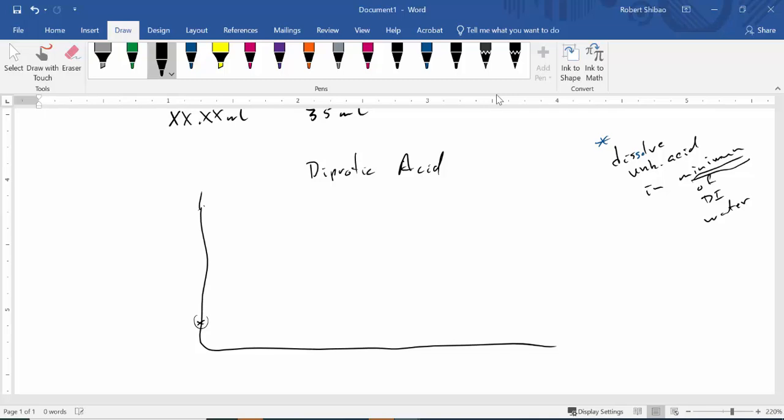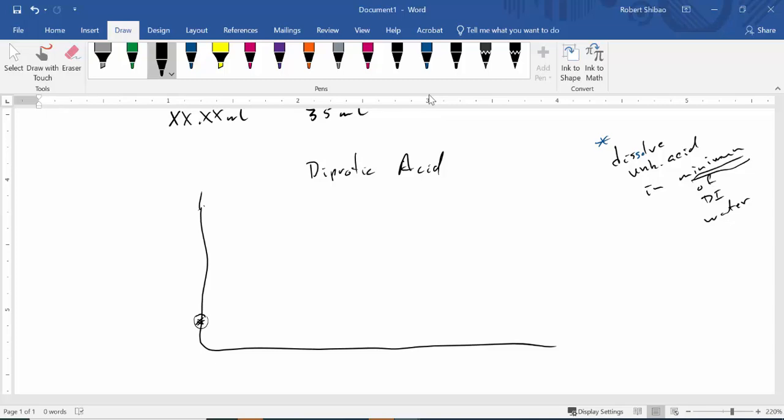So what we're going to do is try to dissolve our unknown acid in a minimum of DI water. A minimum means it's going to be the most concentrated possible, and the most concentrated possible is going to give you the lowest pH. If you use too much water, let's say you keep diluting it and diluting it, what pH will it converge to? If you keep diluting your unknown acid, eventually it's going to be so diluted it's like pure water. Pure water's pH is pH 7.